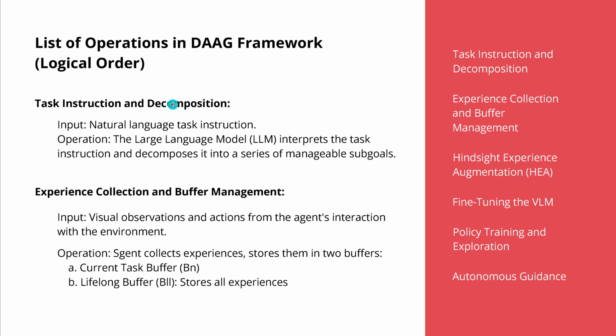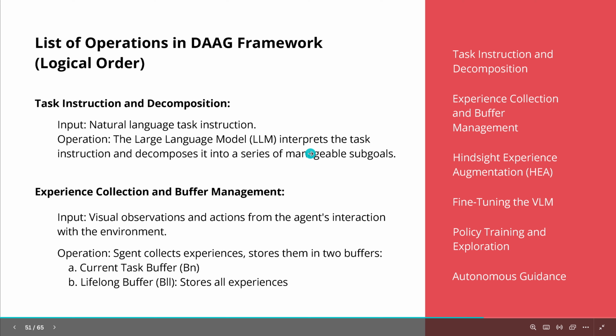Task number 1, instruction and decomposition. I give my little AI agent, Triumvirat here, a natural language task instruction. I say, hey, go to the fridge and bring me, I don't know, some yogurt. So the LLM comes now and interprets the task instruction and decomposes it into a series of manageable sub-goals. So, let's say, okay, go into room number 14, find the refrigerator in the kitchen, learn how to open the refrigerator, look into the refrigerator, find this particular product that is called a yogurt, understand how you can grab it and put it on the table in front of me. Those are my sub-goals, and this is what the LLM is doing.